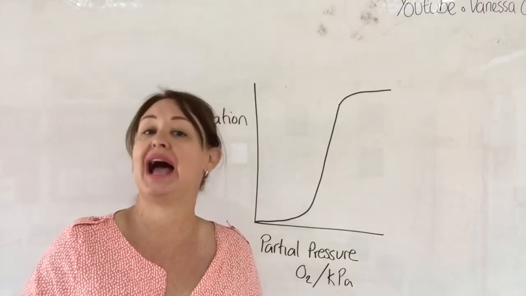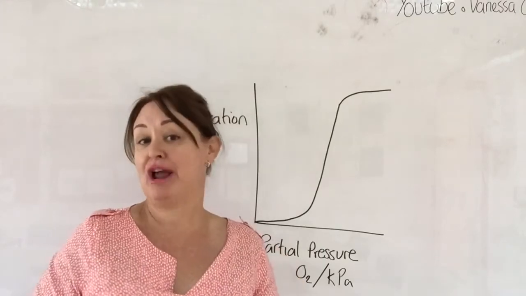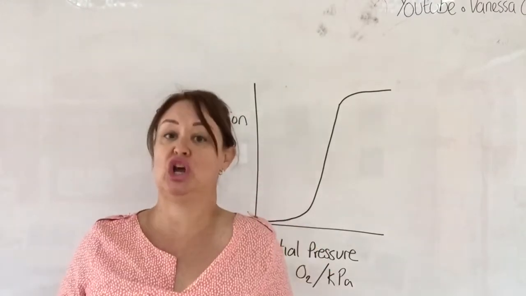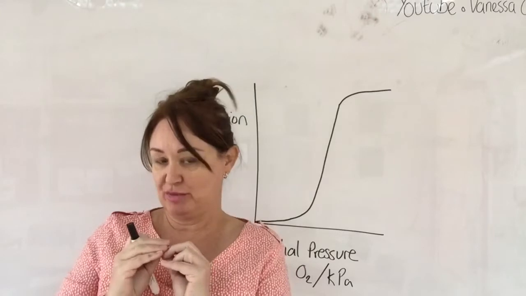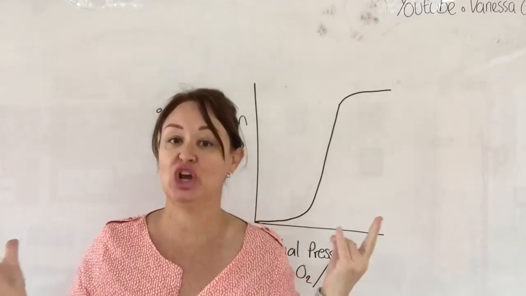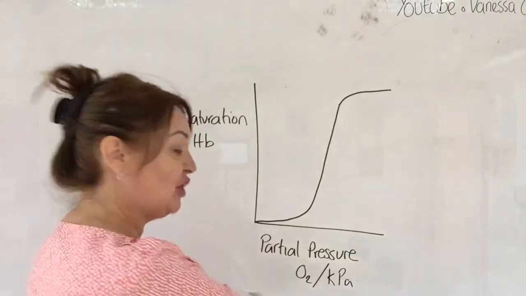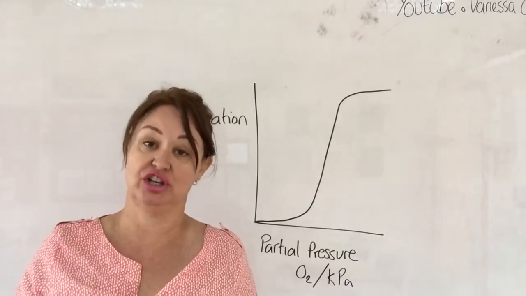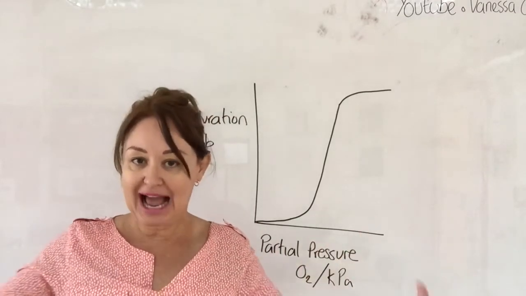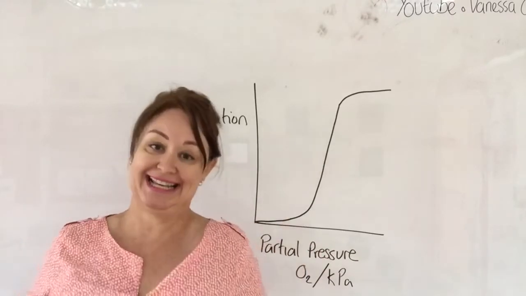We're looking now at a graph that represents a sample of hemoglobin. We're not looking at one hemoglobin molecule, we're looking at hemoglobin in a sample of blood, for example. Along the bottom, we've got the partial pressure of oxygen. That just represents how much oxygen is in the air.